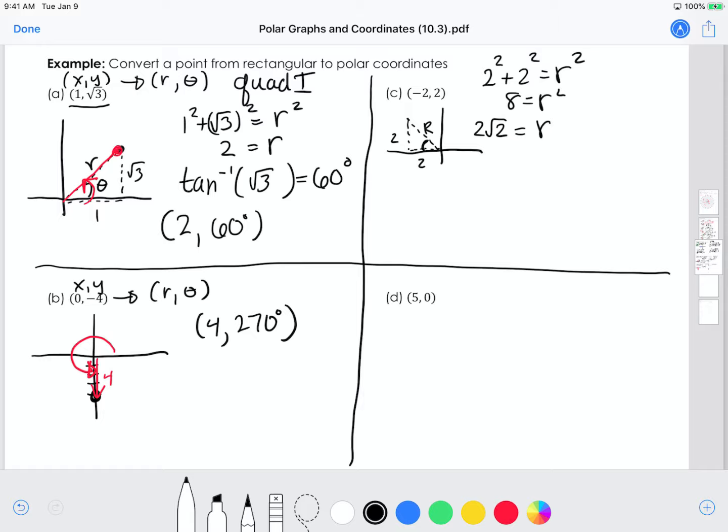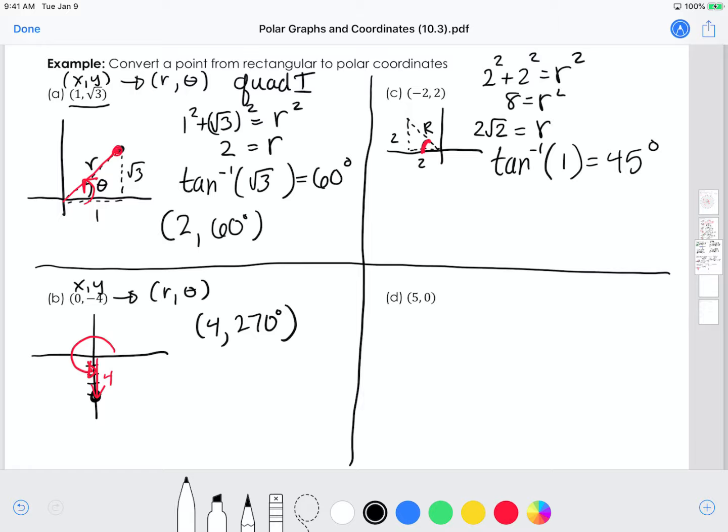So that's my r, and then I can do inverse tangent by taking opposite over adjacent. So if this is my angle, my opposite is 2 and my adjacent is 2. So I've got 2 over 2, which is 1. And when I do the inverse tangent of 1, I'm going to get 45 degrees. However, we are in the second quadrant, so we have to make sure that we have the correct angle. And this is why it's important to recognize what quadrant you're in.